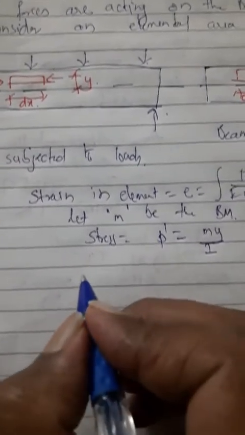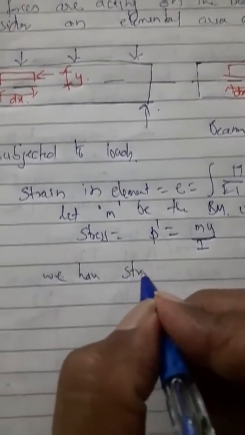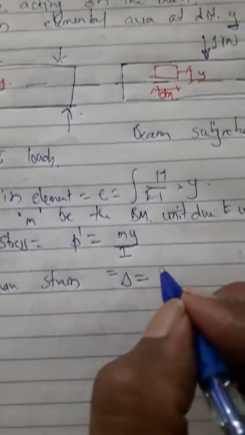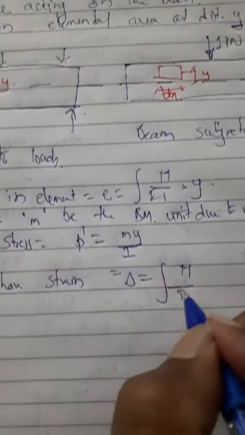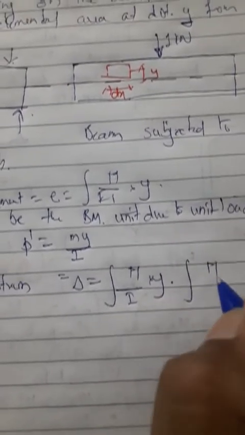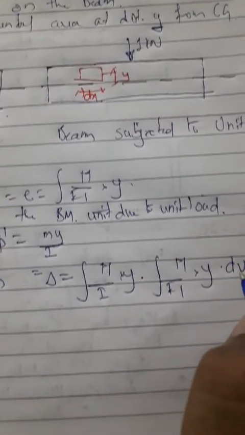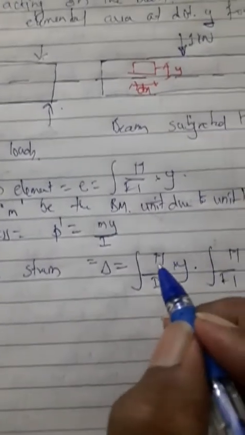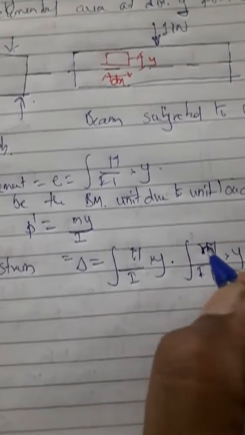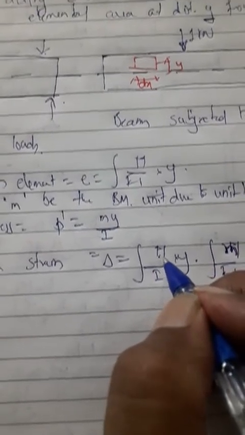Now from the earlier equation we have strain. So delta is equal to m by I into y into M by EI into y dV. So this capital M is due to the given loads, and this small m is due to the unit load. Bending moment due to unit load, bending moment due to given external loads.